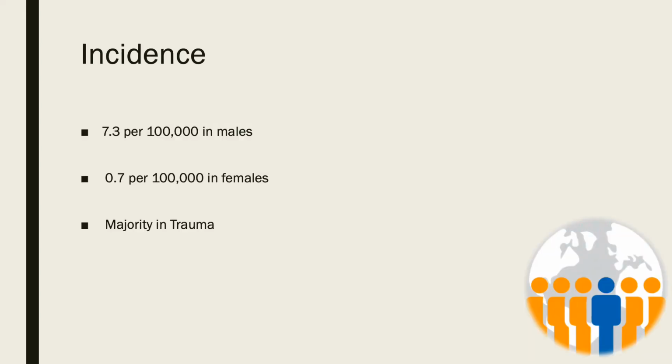So it's more commonly seen in males, and the majority is seen in trauma. Tibial shaft fractures are actually the most common cause of acute compartment syndrome, and it's associated with a 1 to 10% incidence of the actual disease.